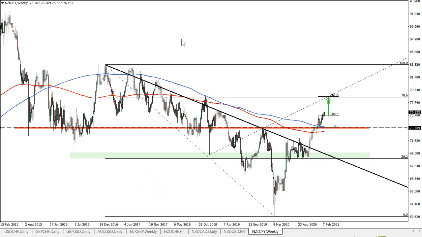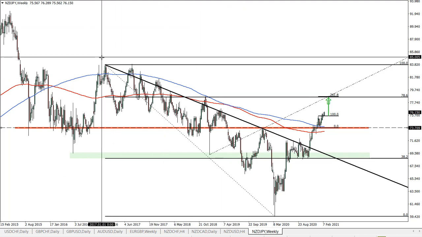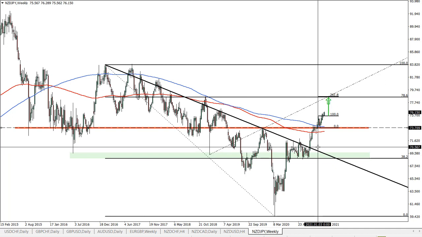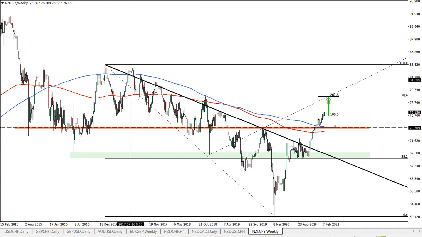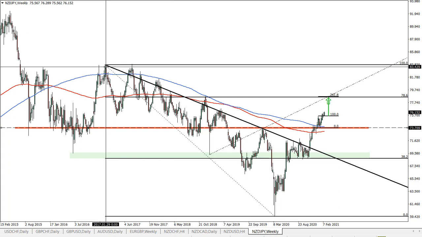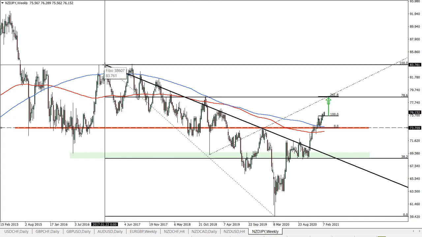Let's get started with the analysis of the New Zealand against the Japanese yen. And what we have, guys, is basically the trend change. We had a pretty long-term downtrend which started back in 2017, right at the beginning in February. Right there a double top was produced.